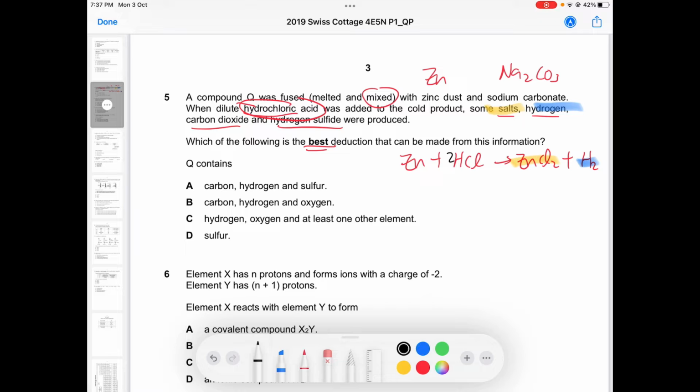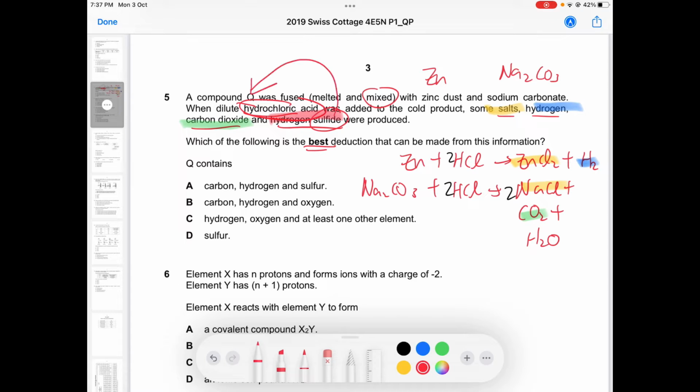Then if I have sodium carbonate with hydrochloric acid, I will form sodium chloride plus CO2 plus H2O. So in this case, I will also form my salts, and then I have my carbon dioxide. However, I realize, hey, I also have hydrogen sulfide formed. So where does this hydrogen sulfide, or rather where does this element sulfur come from? It has to be from Q.